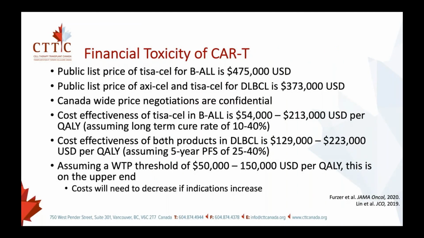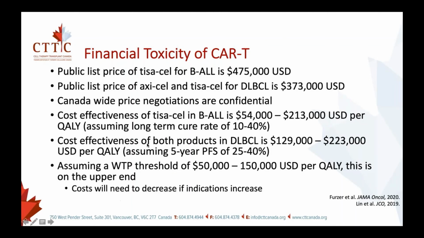Which leads me to this point. CAR T cells are not without their cost. The public list price of Tisa-cel for B-cell ALL is close to $500,000 US dollars. The public list price of Axi-cel and Tisa-cel for diffuse large B-cell lymphoma is slightly less. Now, we don't know the exact prices in Canada because these Canada-wide price negotiations were confidential.